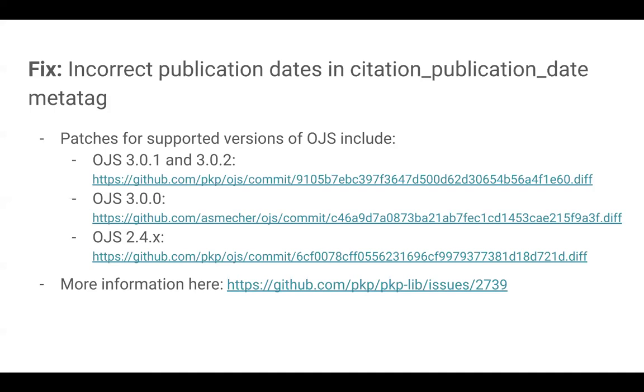If you're finding that the dates are wrong and this is widespread across your site, and you're currently using one of the OJS versions listed here, there is a patch that's been developed specifically to fix this problem. What this patch does is ensure that only the publication date is used in the citation date meta tag. And of course, if you can upgrade to a new version of OJS, that's also extremely helpful, and that will solve this problem.